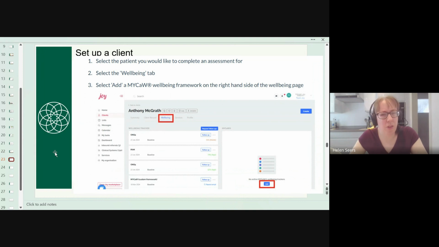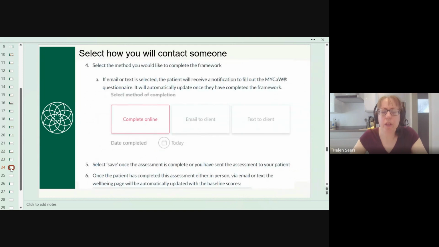That's not its correct name, actually, it's just MyCore, but it's okay. I think they thought about the coding framework there, that's why they've called it that. But so you select Add MyCore, and then you can select how you're actually in contact with someone. Is it done online? Have you sent it as an email to someone? Or is it with the text to the client? So you can sort of designate that, and you can save that.